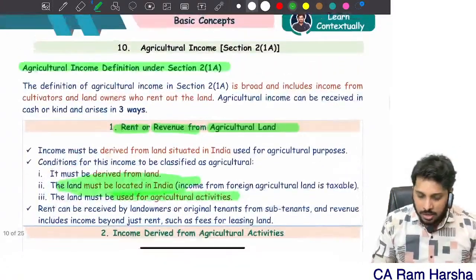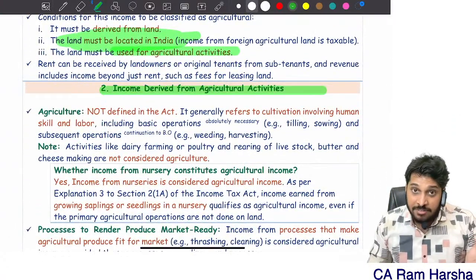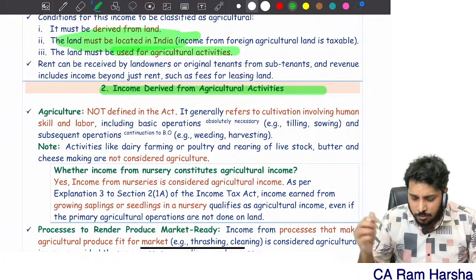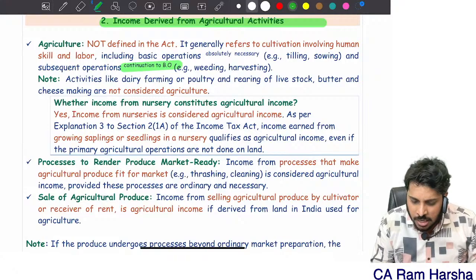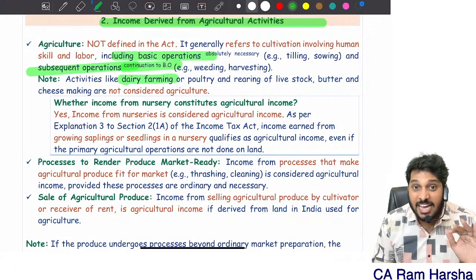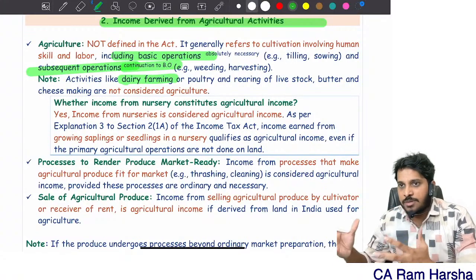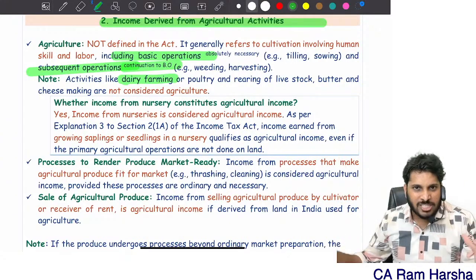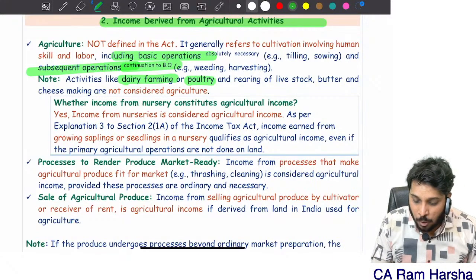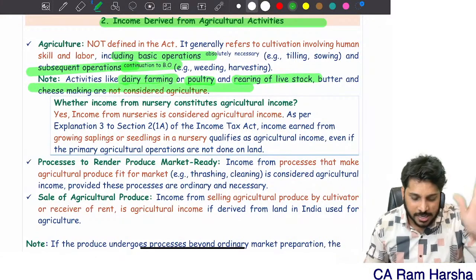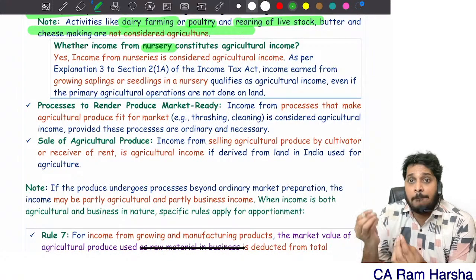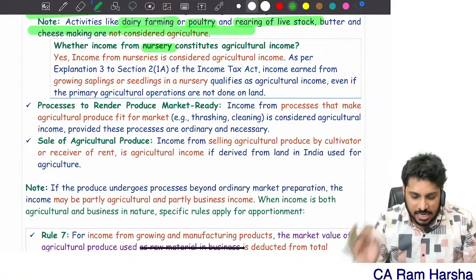Now the rent is exempted. Next, income derived from agriculture activity. Suppose you are performing some agriculture activity and getting some income. What is agriculture activity? Basic operations, subsequent operations, all that. However, dairy farming like milk, where a farmer has many buffaloes, cows, sheep, poultry, livestock, that is not considered agriculture. But if you are running a nursery, selling plants, that is treated as agricultural income.